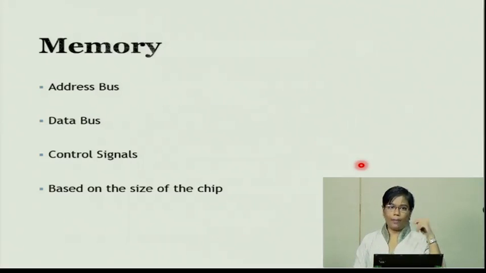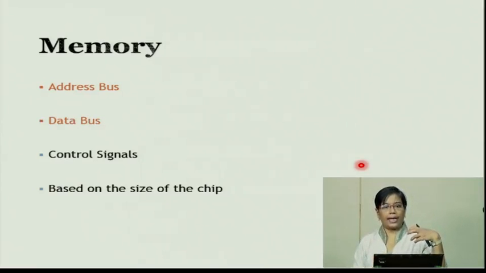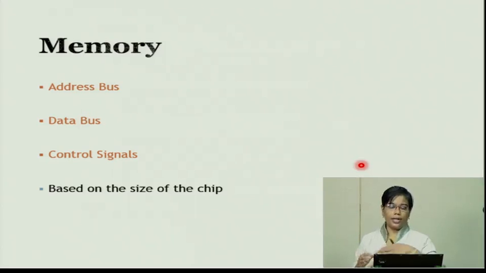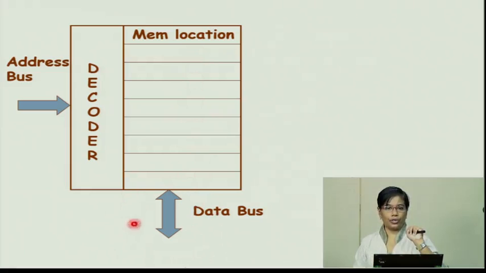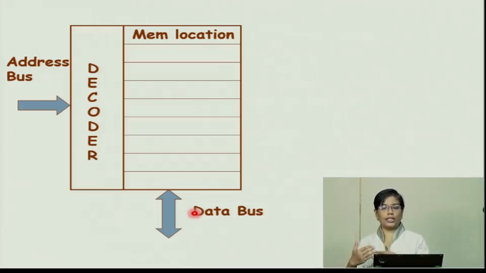Now whenever we are talking about memory, memory would also have its own address lines, its data lines and its control signals. How many address lines and data lines is based upon the size of the chip and the organization of the chip. Generally the address bus is used for selecting one of the memory locations, and the data communication, either writing data to memory or reading data from memory, takes place via the data bus.